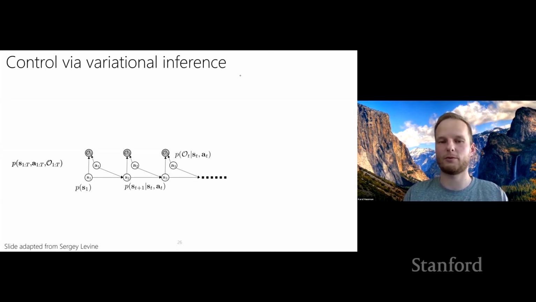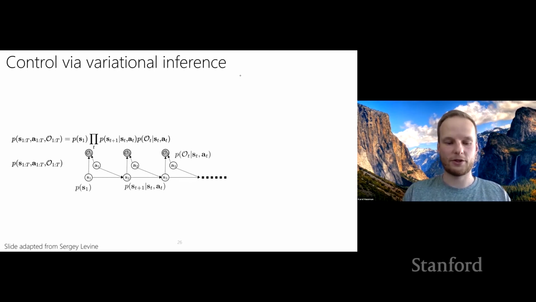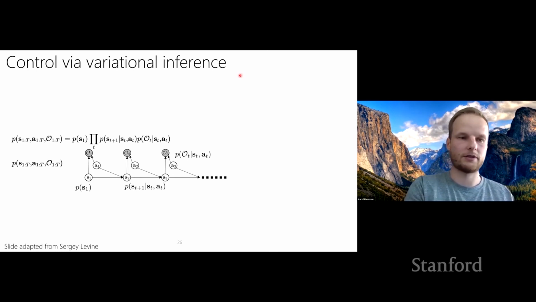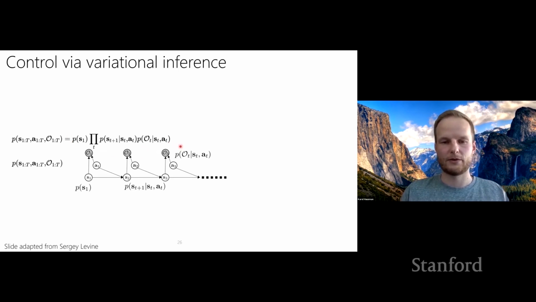This is the exponent of the reward. So we know that our joint distribution, given that graphical model, would factor like this. All right. So this is what we know so far.